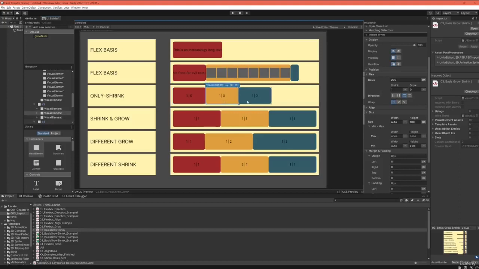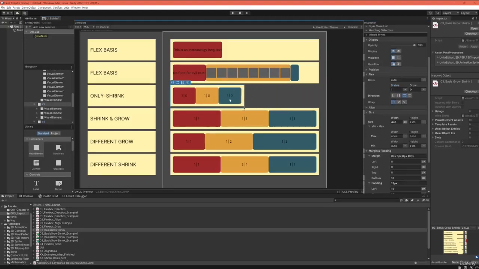Now, in this first example, what you see is we just have three elements with the same basis and shrink set to 1. When you have them like that, again, with enough space, nothing actually happens. Now, when I set this to 0, absolutely nothing happens because it doesn't have to shrink yet. It starts to happen when I'm removing space, when the container is getting smaller. And now you can see what happens.